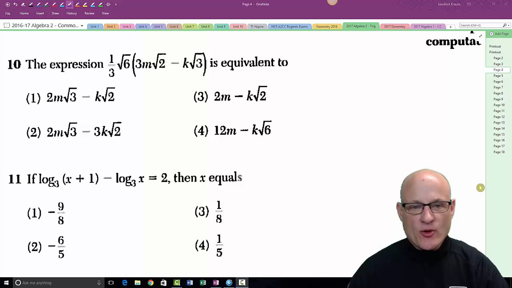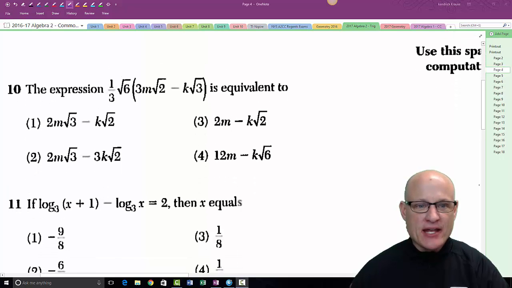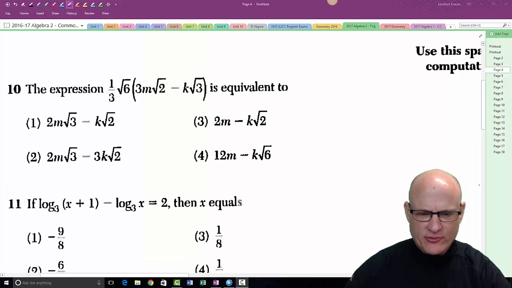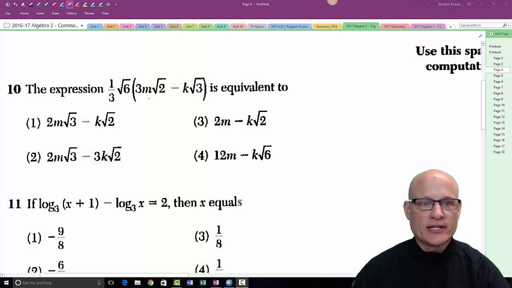All right, this is another one that could have been done on your calculator. You could have made up a number for M, make up a number for K, and then plug in the original and plug in the 3 answers. But it's such an easy problem, I wouldn't do it that way.